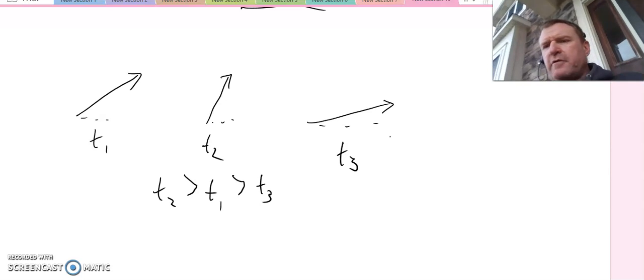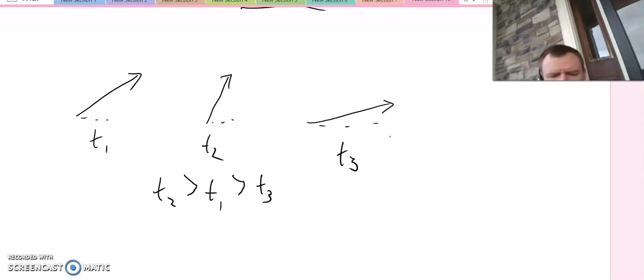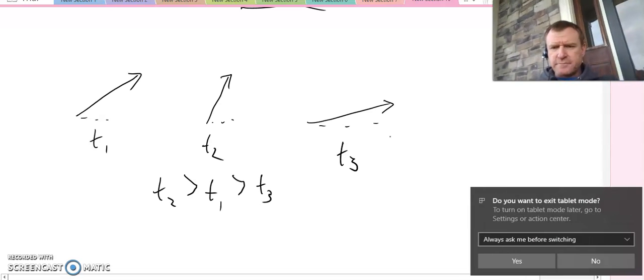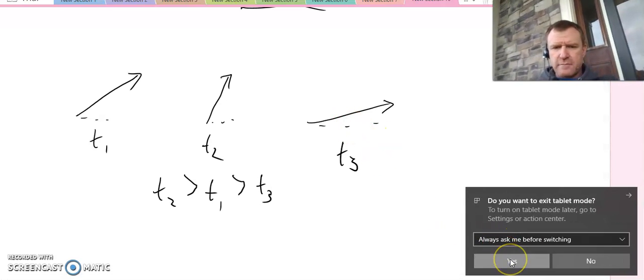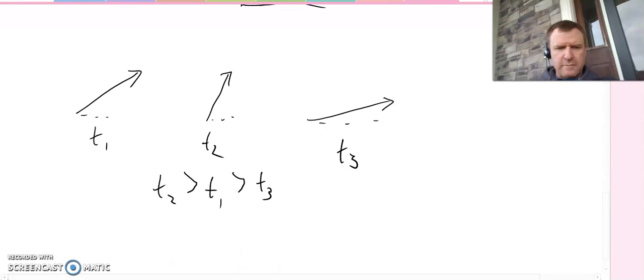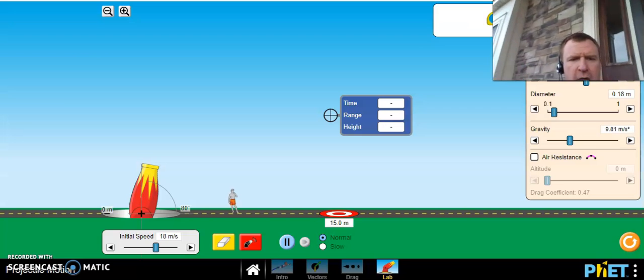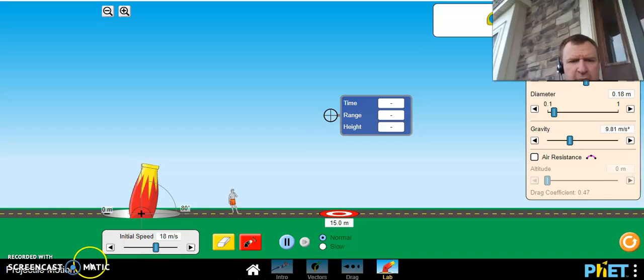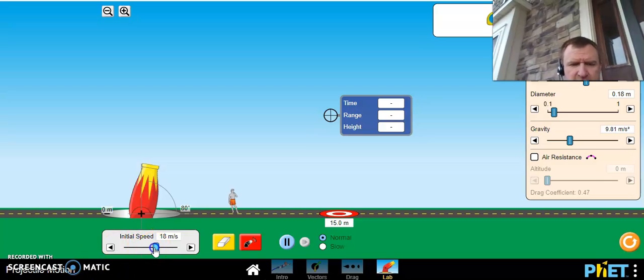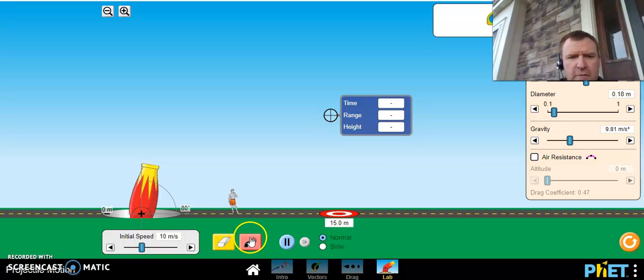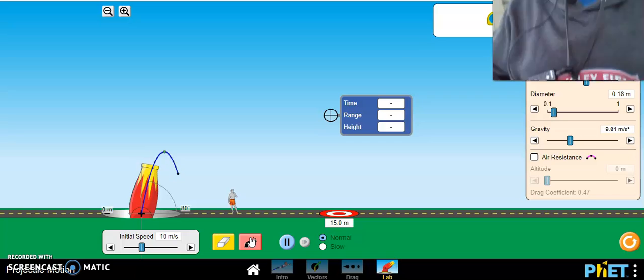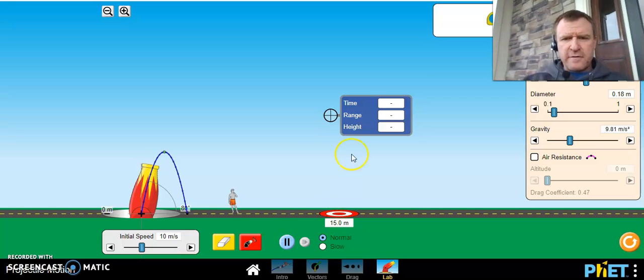All right, let me go to the lab real quick. The PhET simulation. In the PhET simulation, just by default, this is at 80 degrees. Let me take the speed down a little bit. Let's go 10 meters per second. We're going to launch this. So it doesn't get very high, it doesn't go very far.